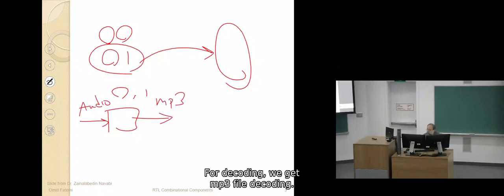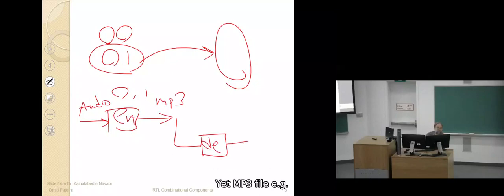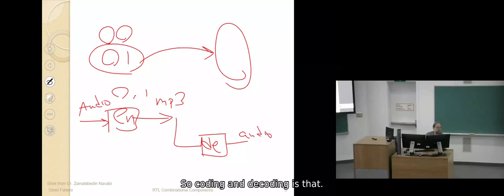For decoding, we get an MP3 file. For example, in our computer, we double-click on an MP3 file, so the computer loads the file, then decodes it to the sound, and then plays it through the speakers. So coding and decoding is that.